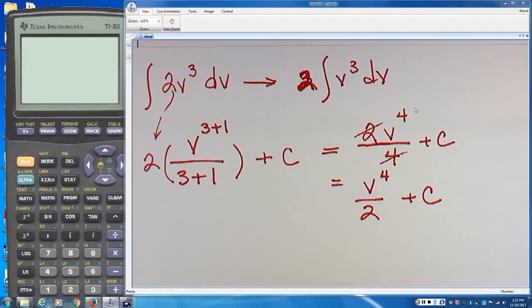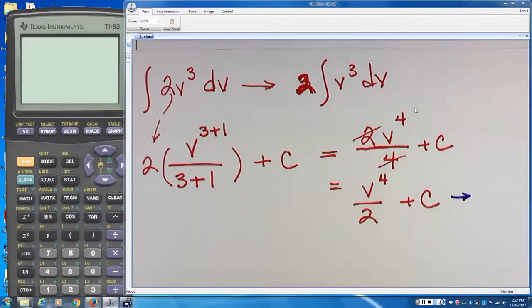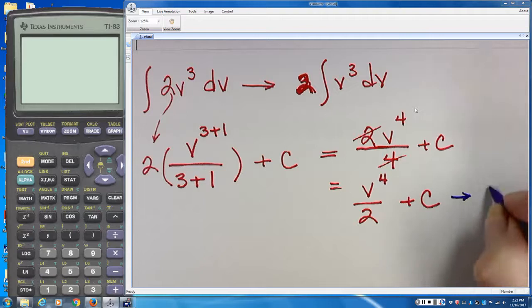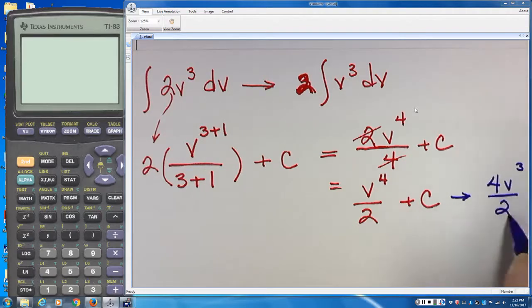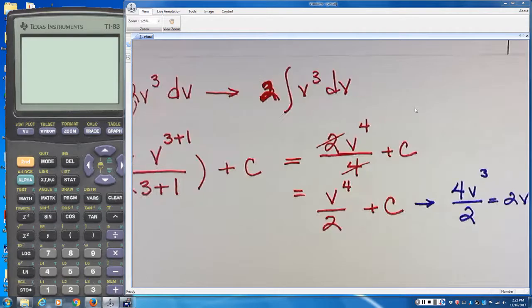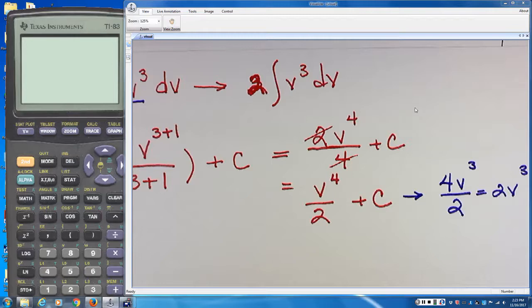Okay? And again, I'm going to keep reminding you of this so that you won't forget. If you were to take the derivative of what you get, that would be 4v to the 3rd over 2 plus some constant. We don't know what that was, but we'll assume it was 0. And 4v to the 3rd over 2 is equal to 2v cubed, which is what we started out with. So you should always be able to go backwards.